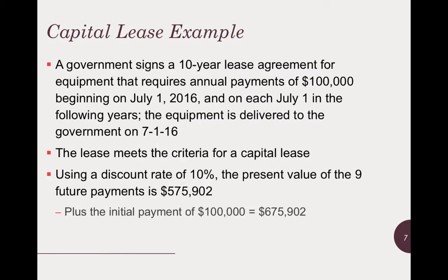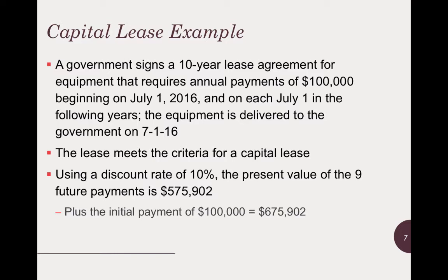So, for example, a government signs a 10-year lease agreement for some equipment, and that requires annual payments of $100,000 a year. And that begins on July 1, 2016. And on each successive July 1, they need to make a payment of $100,000. And the equipment is delivered on the first day of the contract, July 1, 2016, just to make things simpler. And this lease meets the criteria of a capital lease. So we have to report a capital asset and we have to report a long-term liability. We use a discount rate, and let's just say in this case it's 10% just to make it easy.